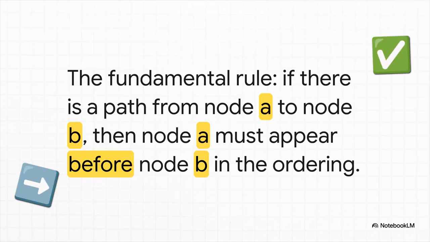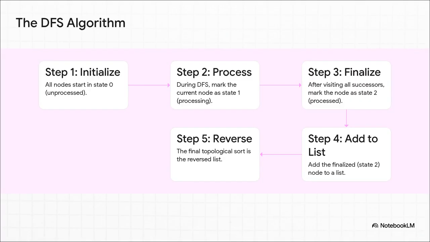The easiest way to think about this is getting dressed in the morning. You can't put your shoes on and then your socks, right? There's an order. The task put on socks has a directed edge to put on shoes. So any valid topological sort of your morning routine is always going to have socks listed before shoes. It's all about that order of operations. So how do we actually find this magical order?